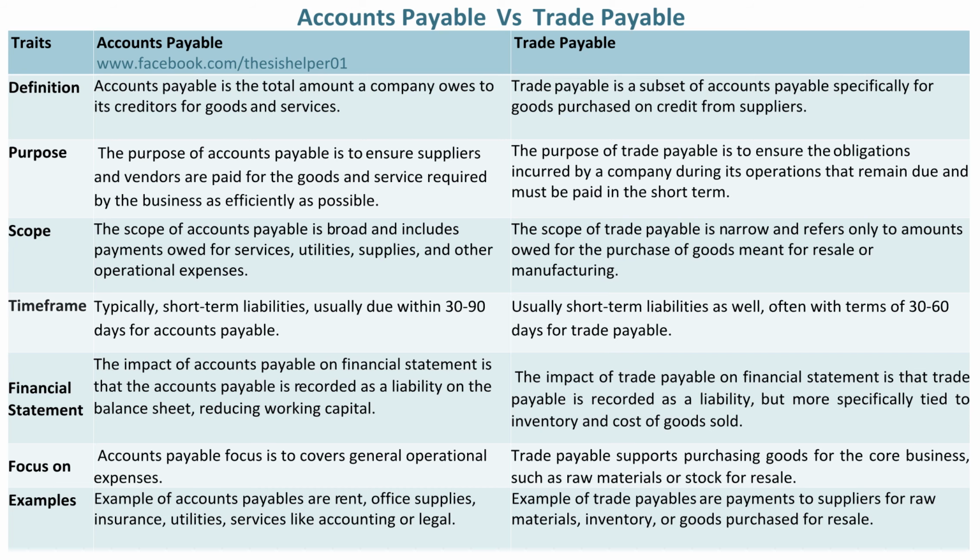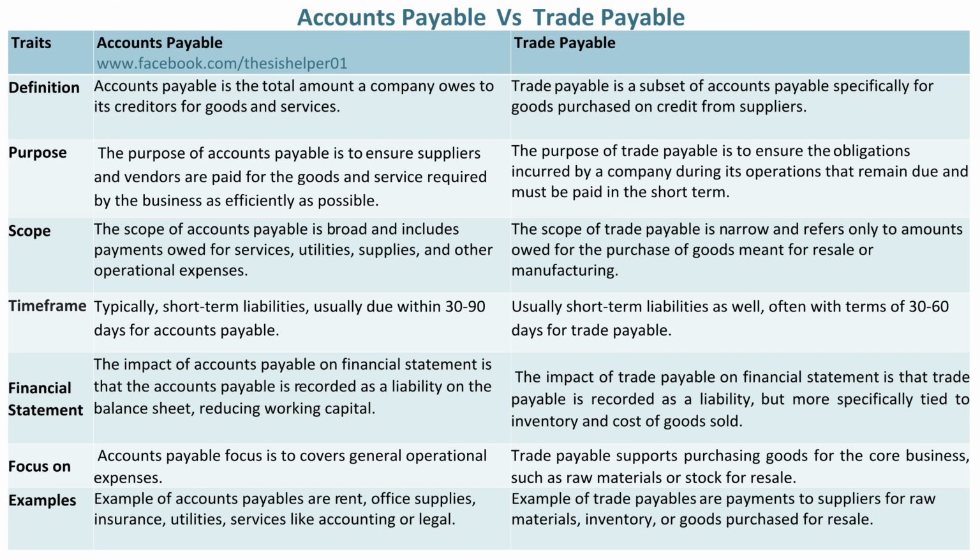The purpose of accounts payable is to ensure suppliers and vendors are paid for the goods and services required by the business as efficiently as possible. Whereas, the purpose of trade payable is to ensure the obligations incurred by a company during its operations that remain due are paid in the short term.